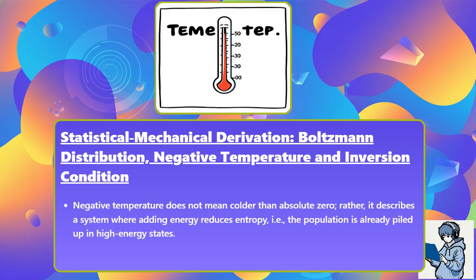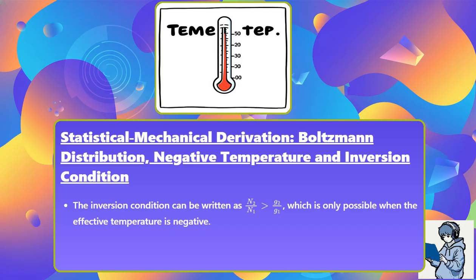Negative temperature does not mean colder than absolute zero. Rather, it describes a system where adding energy reduces entropy, that is, the population is already piled up in high energy states. This inverted population is precisely the condition required for laser action. The inversion condition can be written as N2 over N1 greater than g2 over g1, which is only possible when the effective temperature is negative.